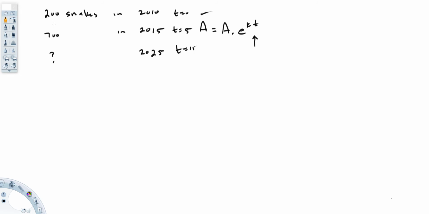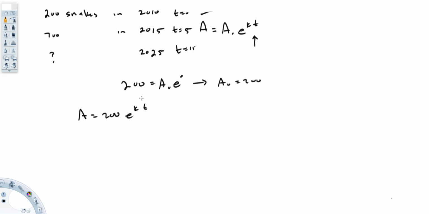We know that the amount is 200 when t equals 0. So if I take this formula here and rewrite it, it's going to read 200 equals a sub o e to the 0. Now e to the 0 is 1. So what this tells us is that our a sub o, if you will, is 200 snakes. So we kind of update our model. So now it's going to read a equals 200 e to the kt.